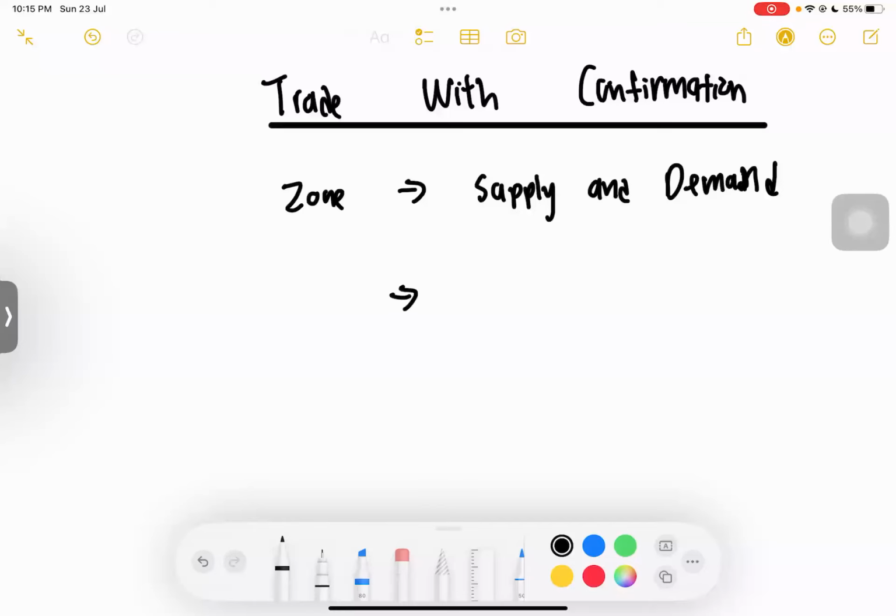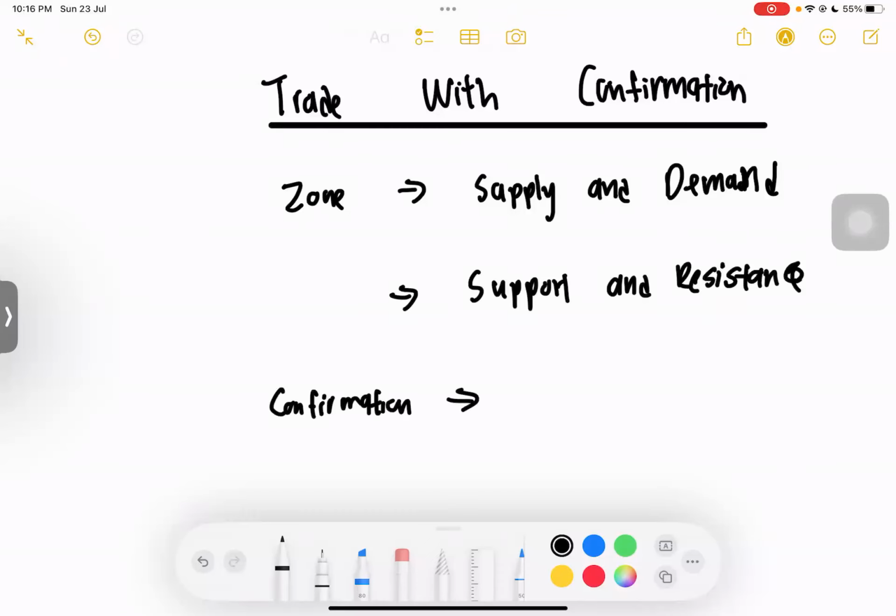Okay, and then you have support and resistance. For me, these are the confirmations. Before confirmation, you have to know the zone. After you have the zone ready, you have to wait for the confirmation. For me, confirmation is actually the price action, which is reflected on the candlesticks: candlestick patterns or chart patterns.